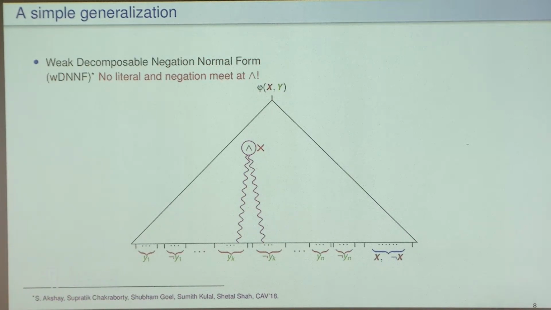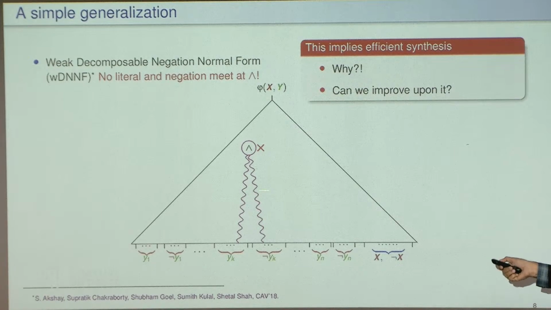We take a slight generalization of this, where we define a formula to be in weak decomposable negation normal form if it is only the case that no literal and its negation should meet at an AND gate for the first time. Of course, this is a much weaker condition that we require, and surprisingly, it turns out that this form is sufficient to imply a polynomial time and size algorithm for Boolean functional synthesis. So the question really is why? What is this magic? What is the relation between decomposability and Boolean functional synthesis? In the remaining maybe 5 to 7 minutes, I'll try to give you an intuition of the high-level idea of this proof.